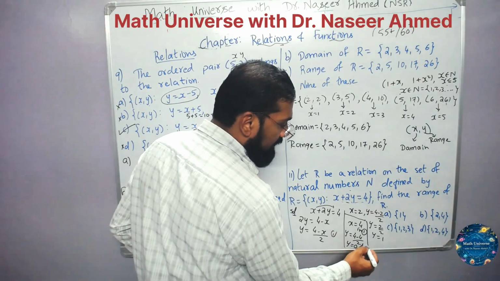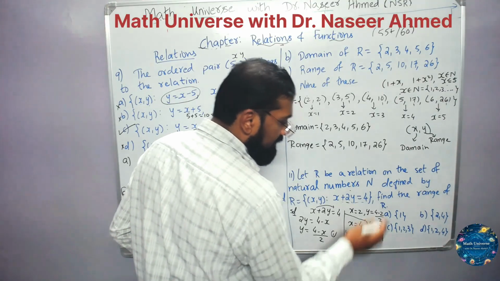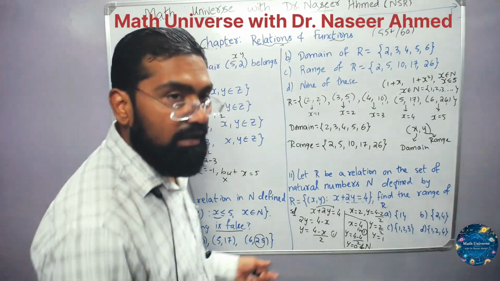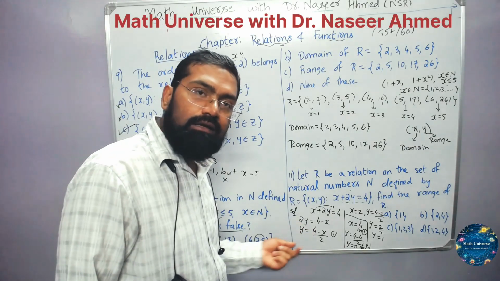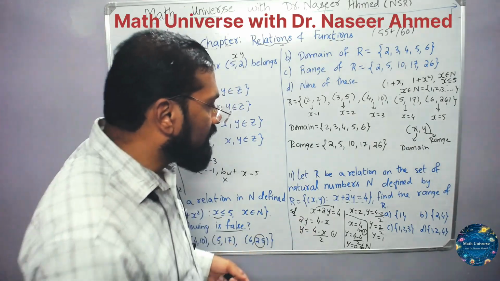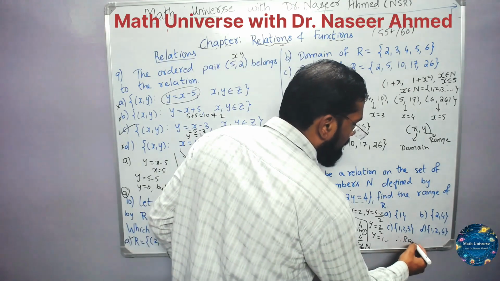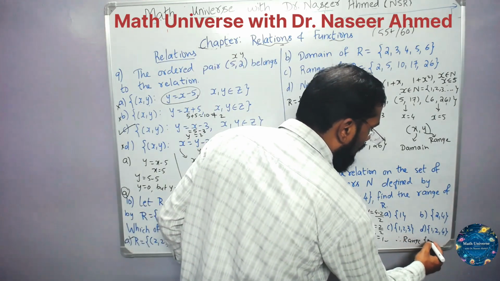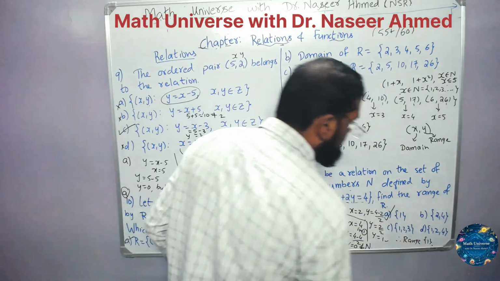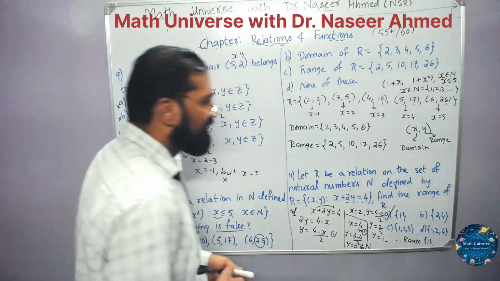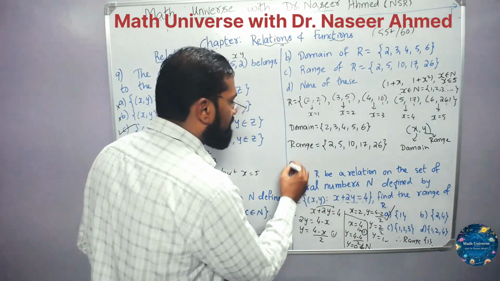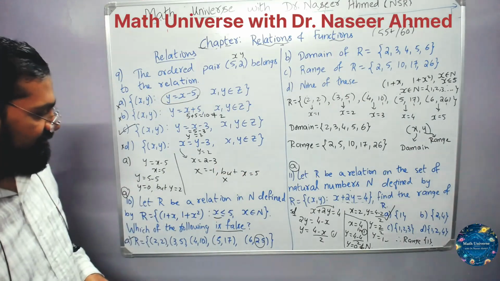This is not a natural number. And now you try the remaining. From here we will get negative numbers. So the only accepted y value is 1. Therefore the range of the problem is 1, which is there in option C. Sorry, option A. Kindly make a note.